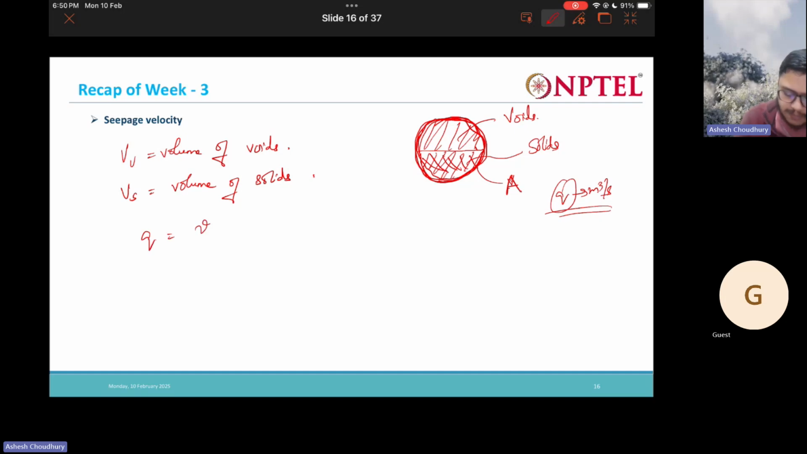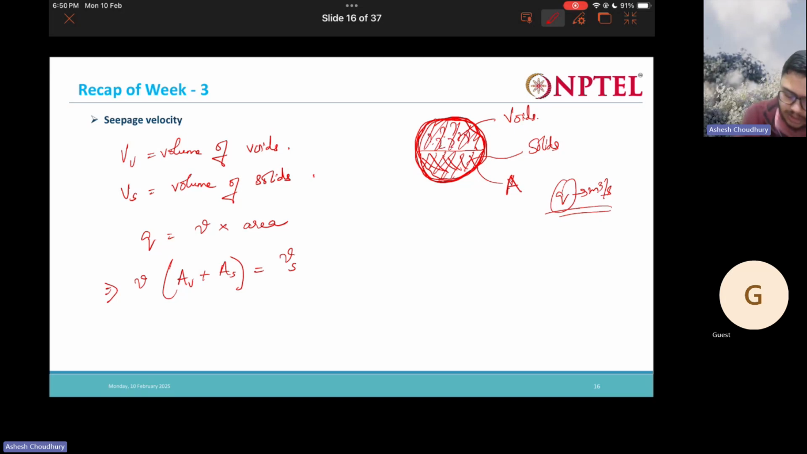The flow is nothing but the velocity times the area. So from the continuity equation we can write V, the velocity, times the area of the voids plus the area of the solids, which is not equal to the actual flow. But the actual flow occurs through what? It doesn't happen through the solid, right? It happens only through the voids. The actual flow happens only through the voids, right? Only through this part the actual flow happens.